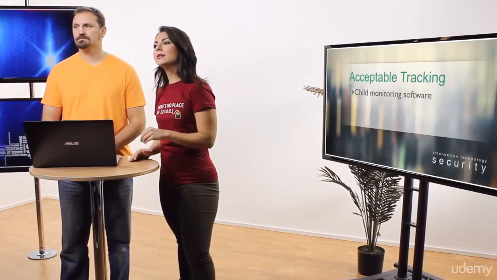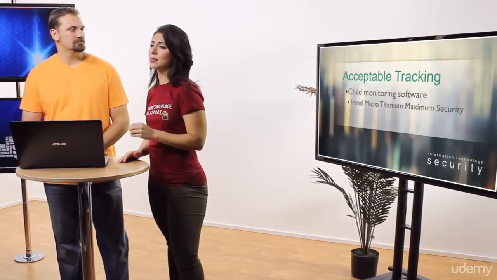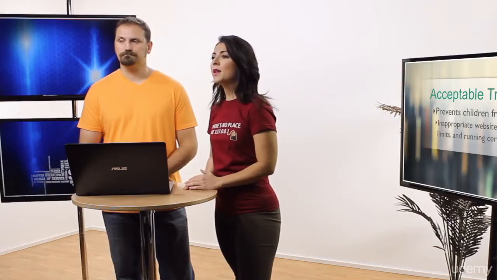Another type of legitimate spyware would be applications such as child monitoring software. Of course, there are many types out there, but one example would be Trend Micro Titanium Maximum Security Program. It includes a section for the family that will allow you to prevent your children from viewing inappropriate websites, limit their time on the internet, and even prevent certain types of programs from running. The program will send you a report about what your children are doing online so that you don't have to look over their shoulder all the time. This software can be very useful for parents to help protect their children from dangerous online predators.